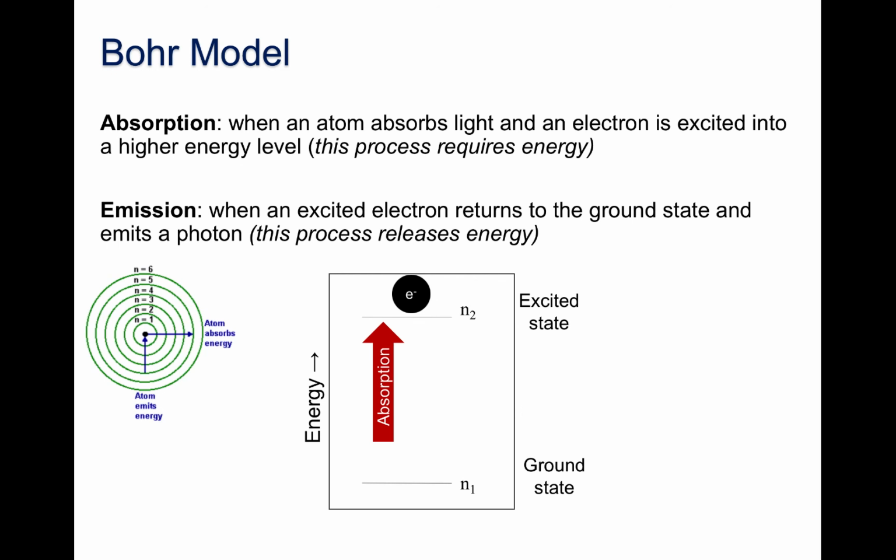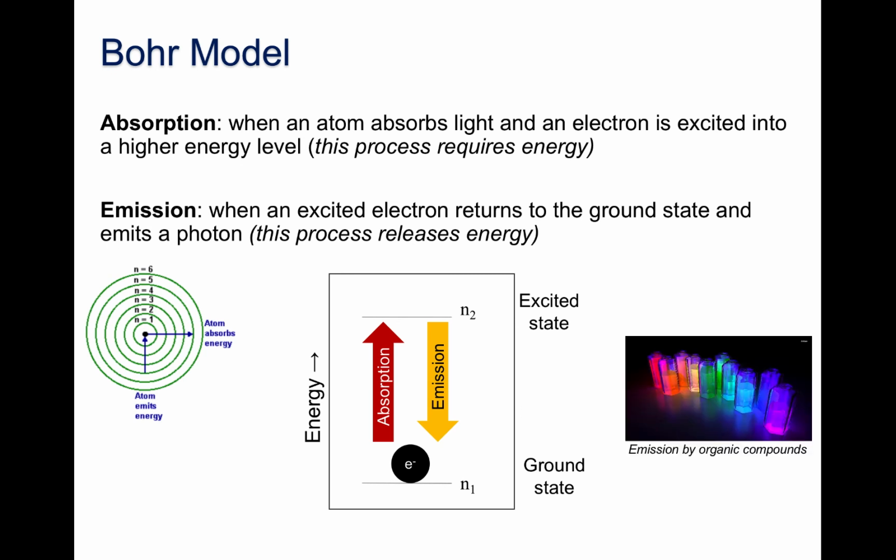Typically there is not, so what happens is the electron will eventually relax back down, or it will emit energy in order for the electron to return to its ground state. So absorption is when you go from a lower energy level to a higher energy level. And emission is the opposite process when you go from a higher energy level back to a lower energy level.